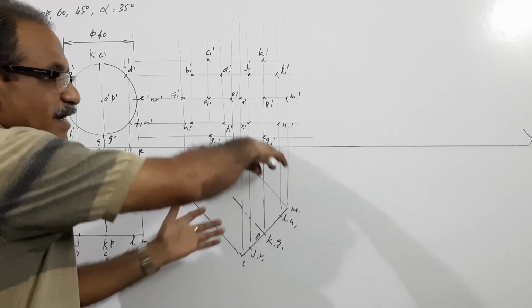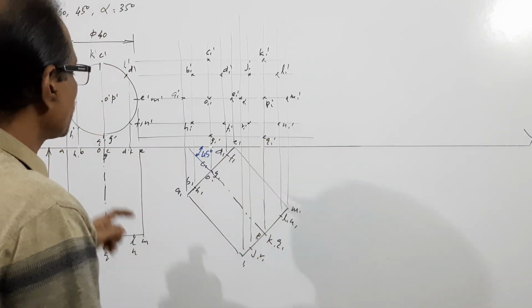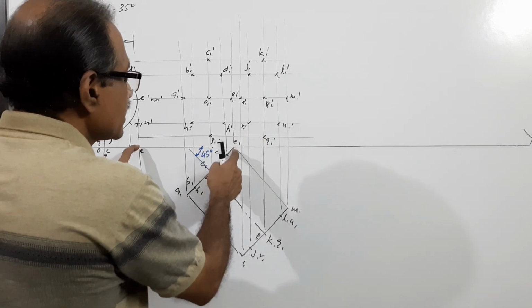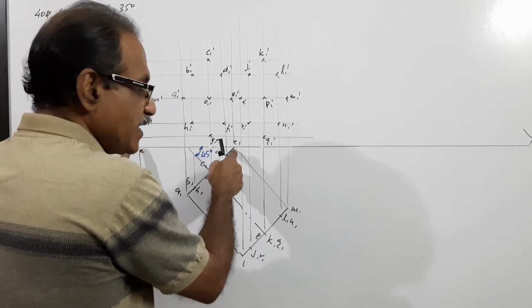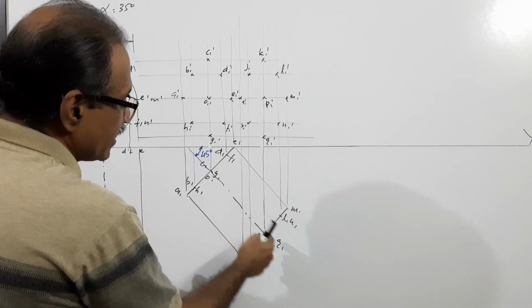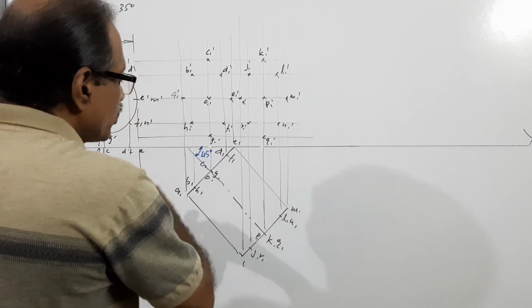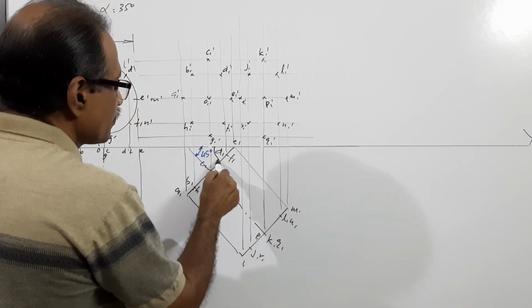Now redraw this plan. How do you redraw the plan? Redraw the plan in such a way that E comes at E1 on the XY line and the axis makes 45 degrees.